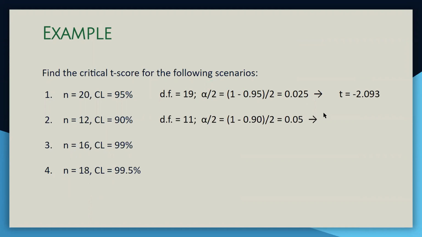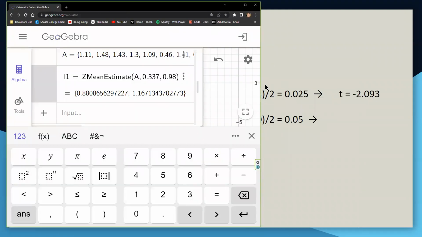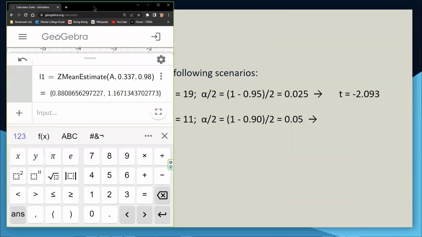So this next one I'm going to do on GeoGebra. And you can see I've gone through this process already. Our degrees of freedom is 12 minus 1, which is 11. And for our alpha over 2, we subtract 90 from 100, we get 0.10. Divide it in 2, we get 0.05 in each tail. And then let me pull up GeoGebra really quick. Shrink this down a bit.